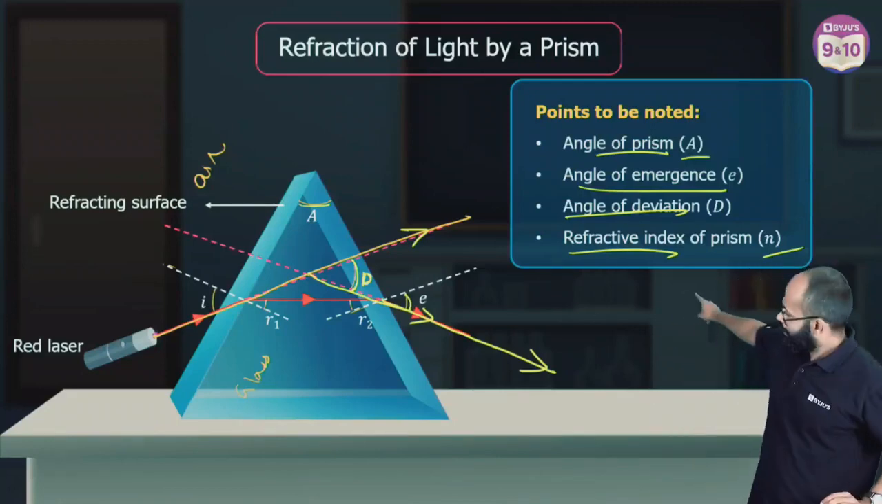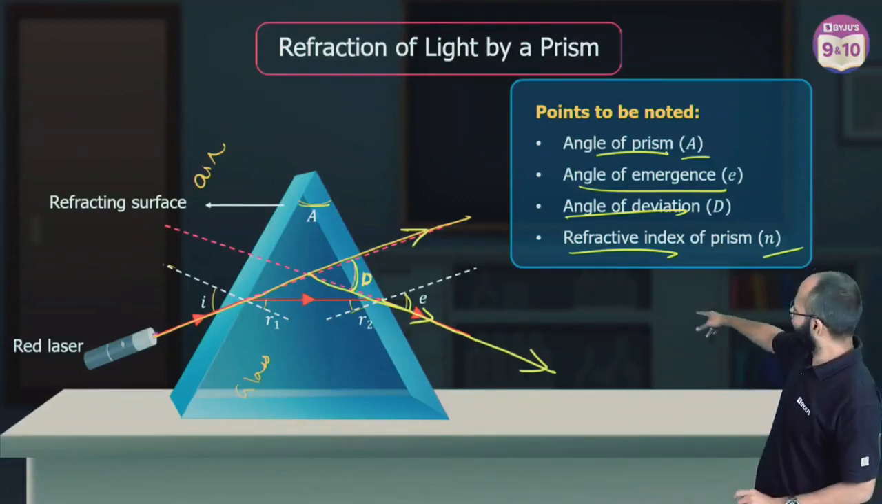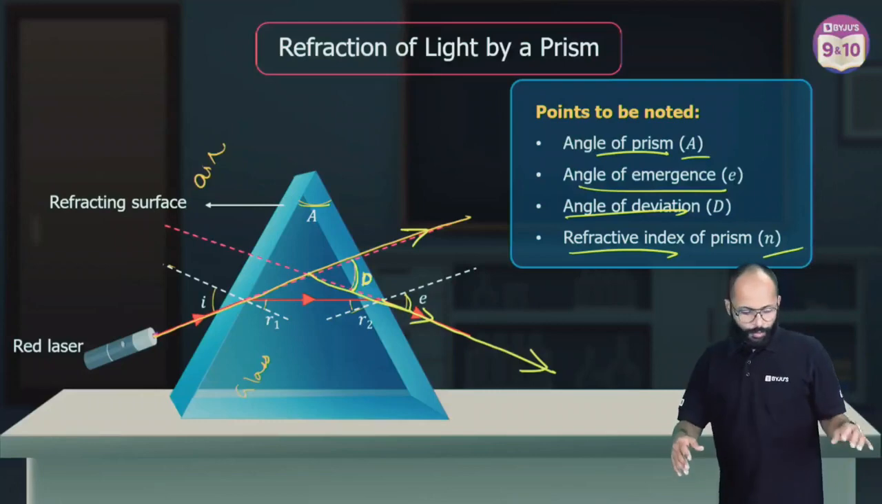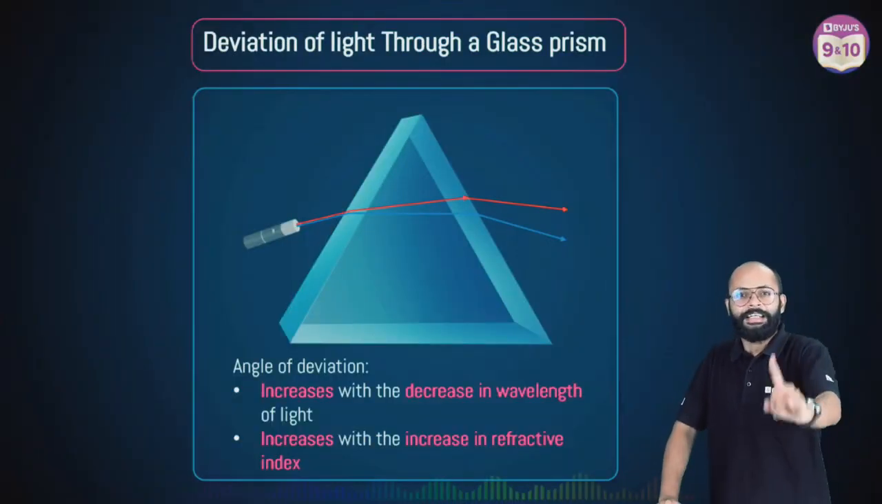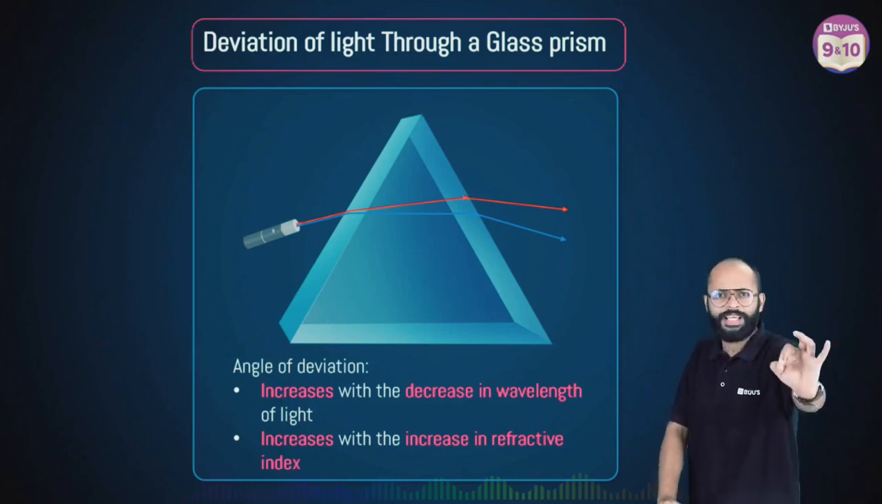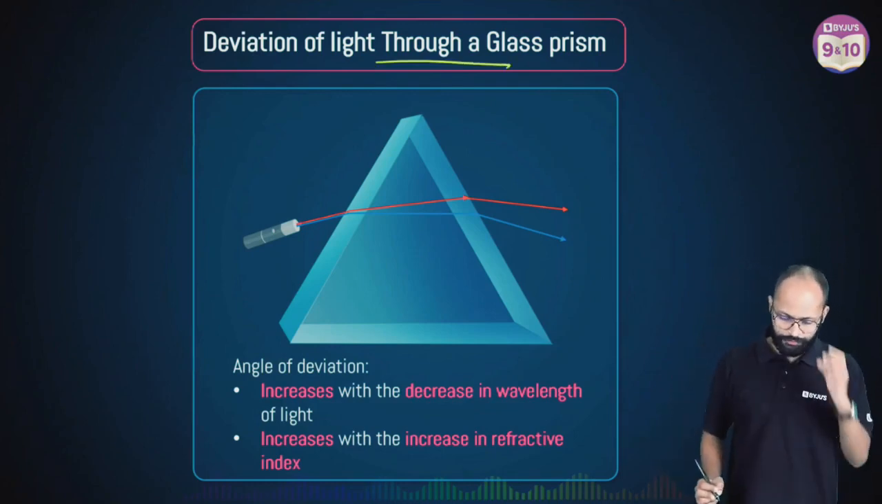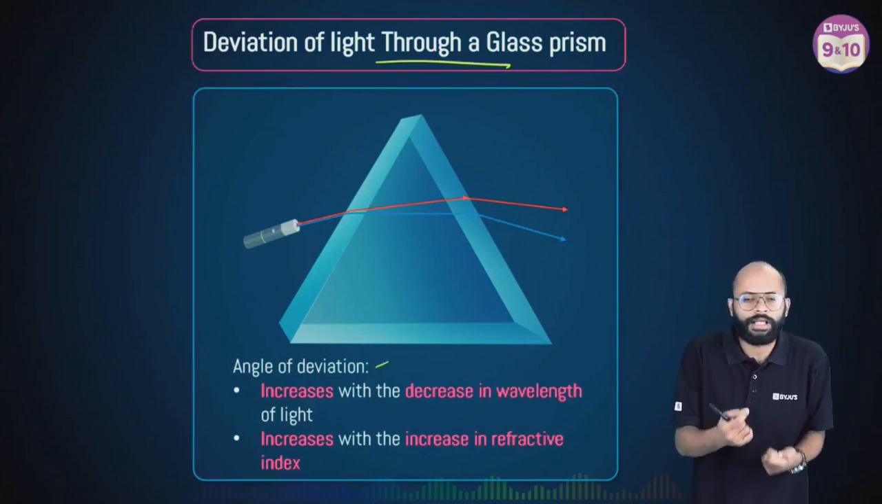Now, if you notice, this laser was of red color. What if we change the color? That's another very important point from an exam perspective. Listen to me very carefully. Deviation of light through a glass prism: what does the angle of deviation depend on?